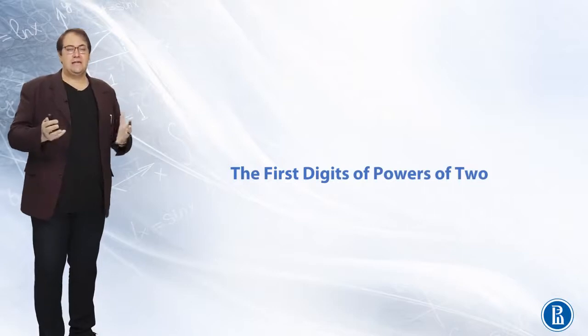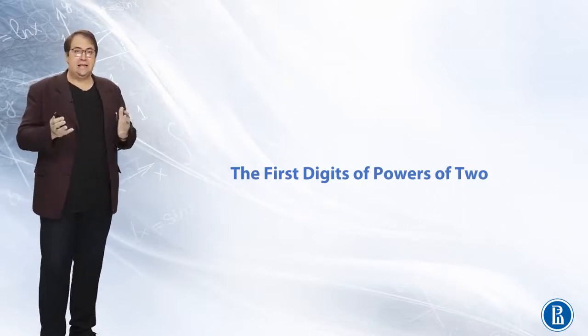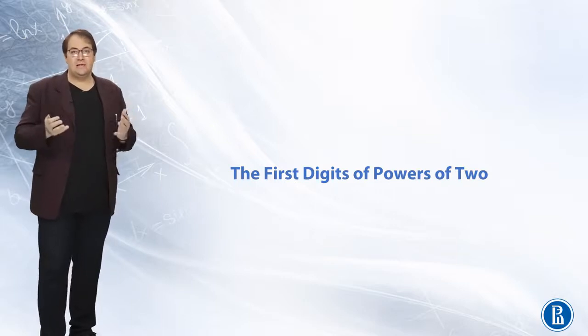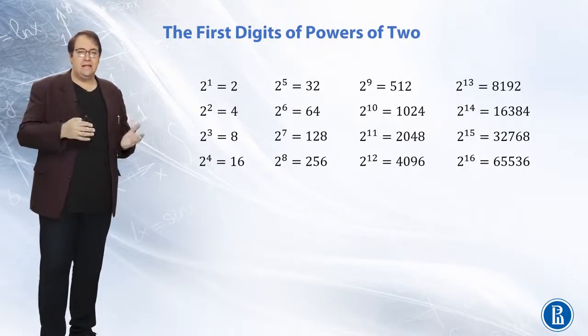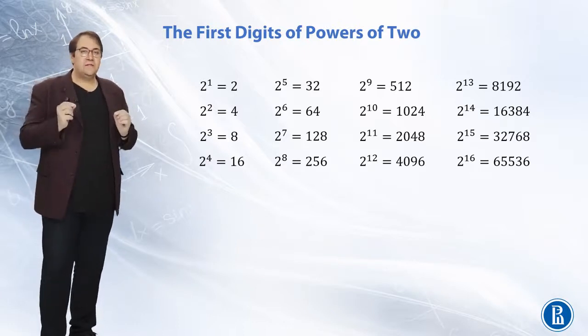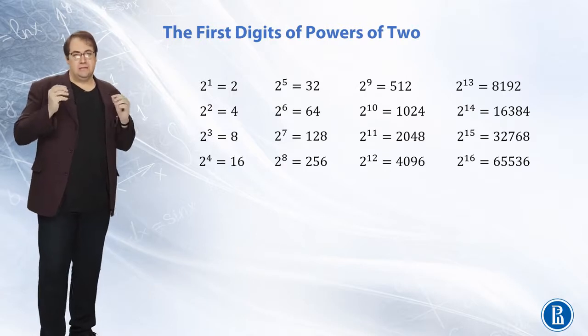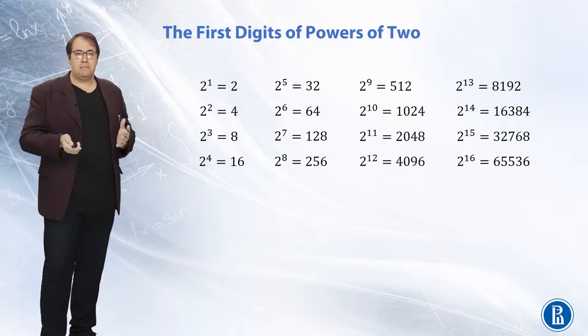Hello guys, let's talk about the first digits of powers of 2. Just take the number 2 and raise it to different powers. For instance, the first 16 powers of 2: 2, 4, 8, 16, 32, 64 and so on. And pay attention to the first digits, in the decimal system, of course, of these powers.